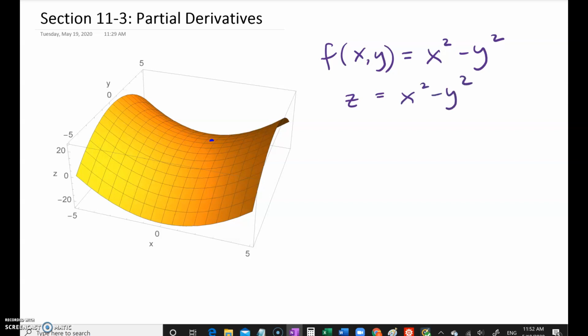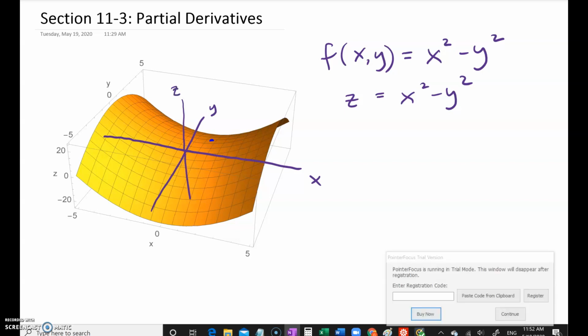So here we have the x-axis going in this direction. Let me just draw an x-axis in the middle, right there. We have a y-axis going in this direction. And then the z-axis is just going up and down, right there.